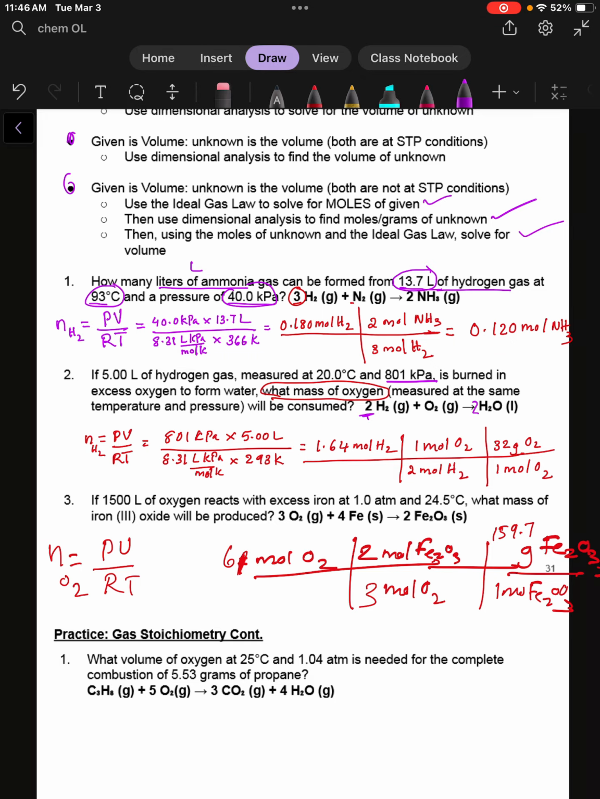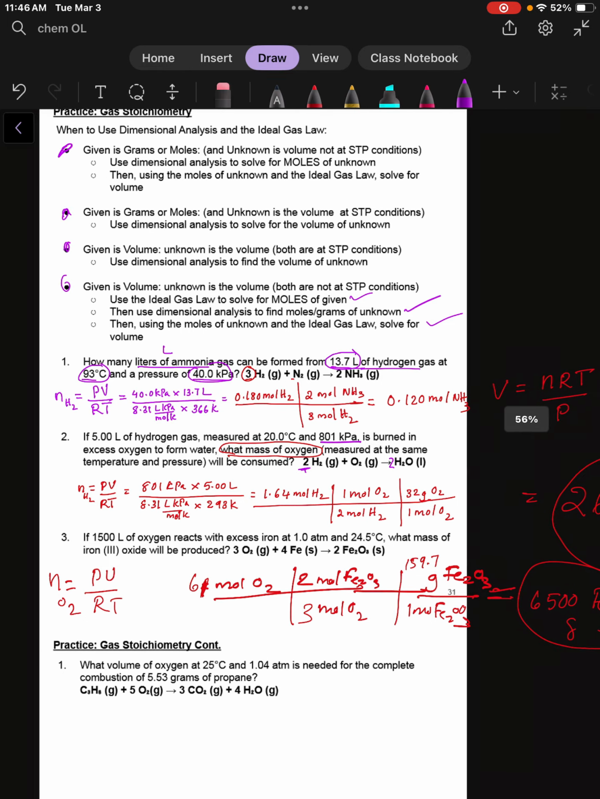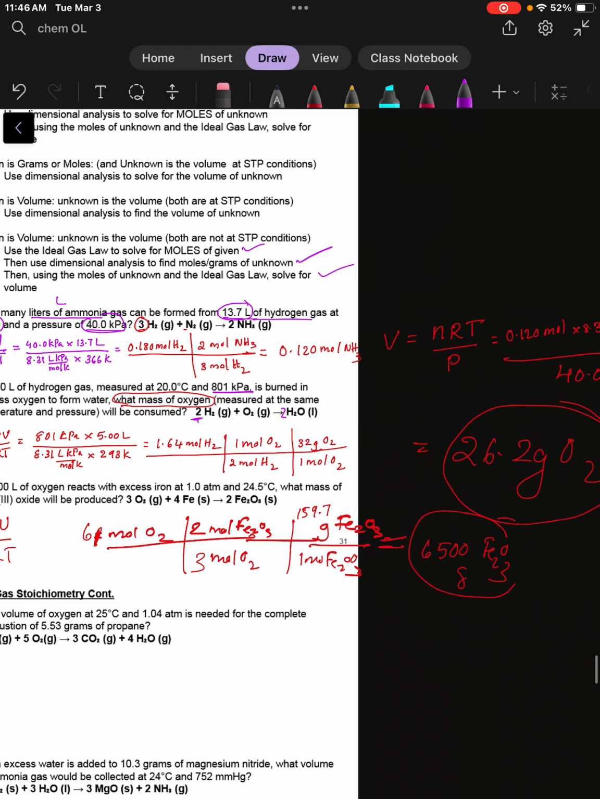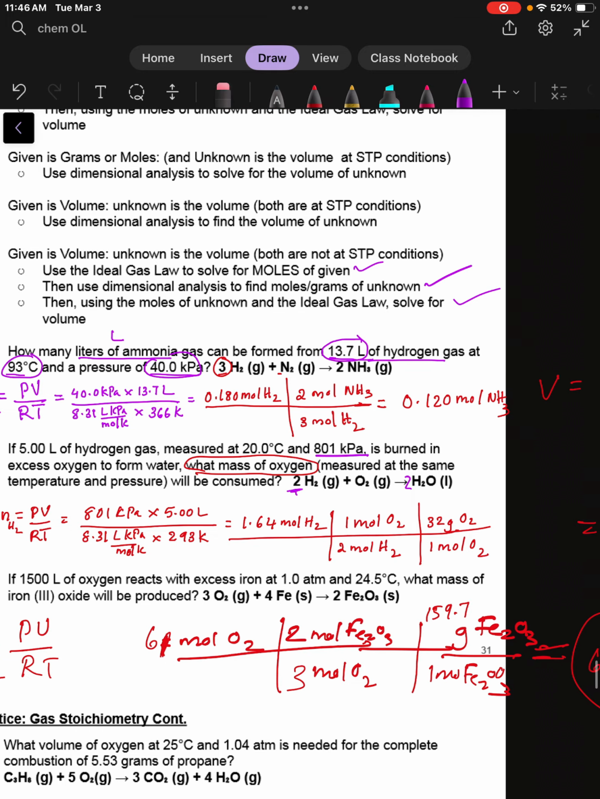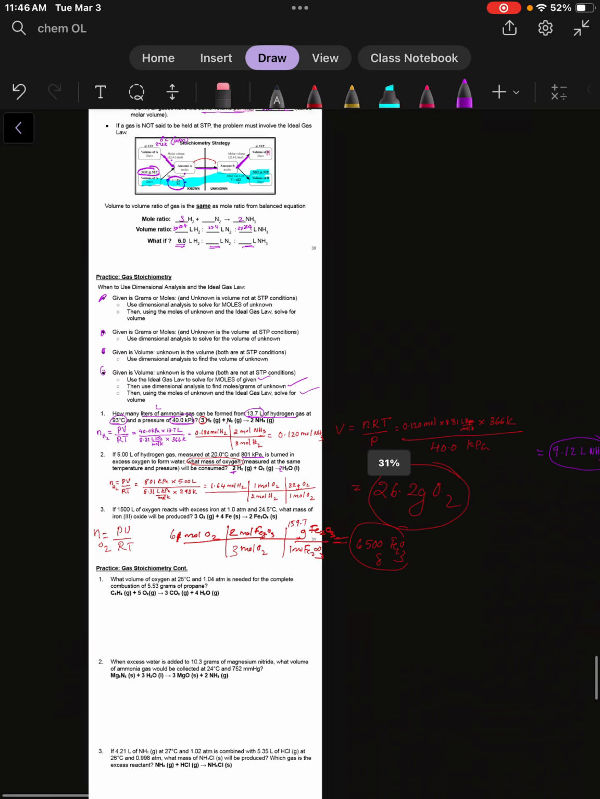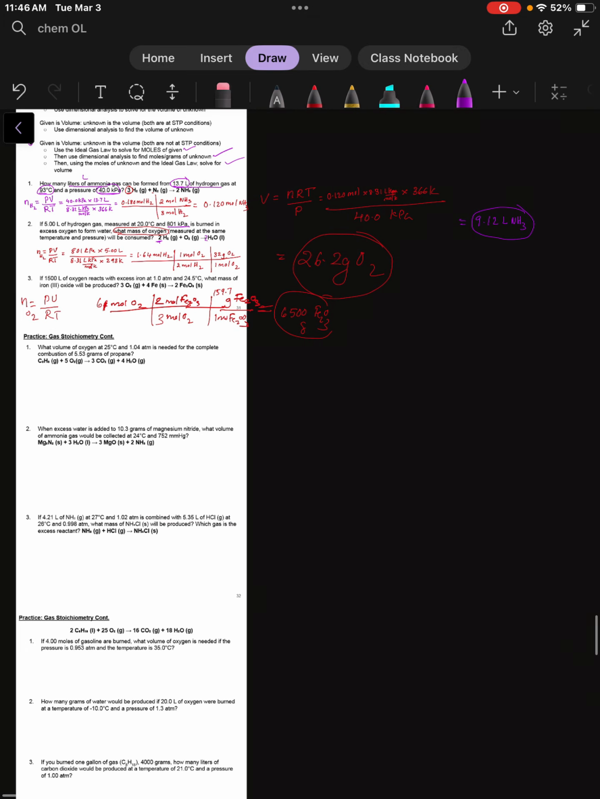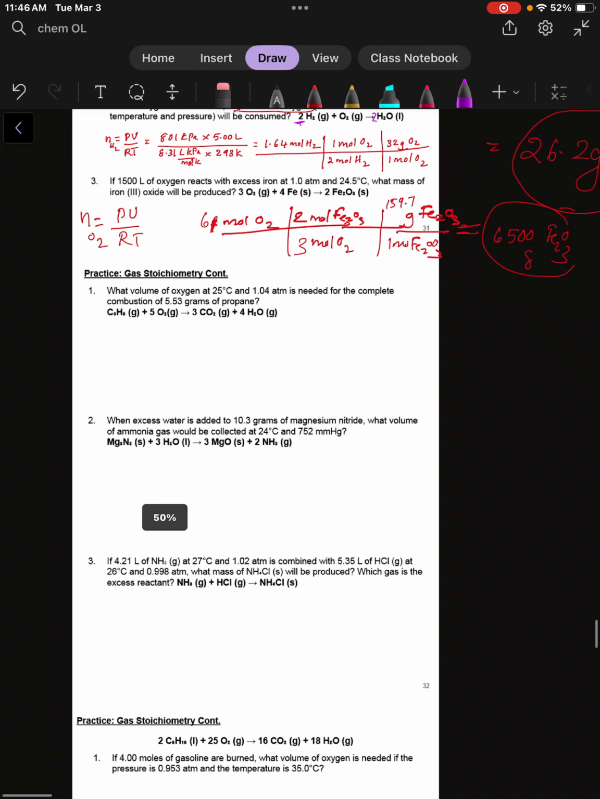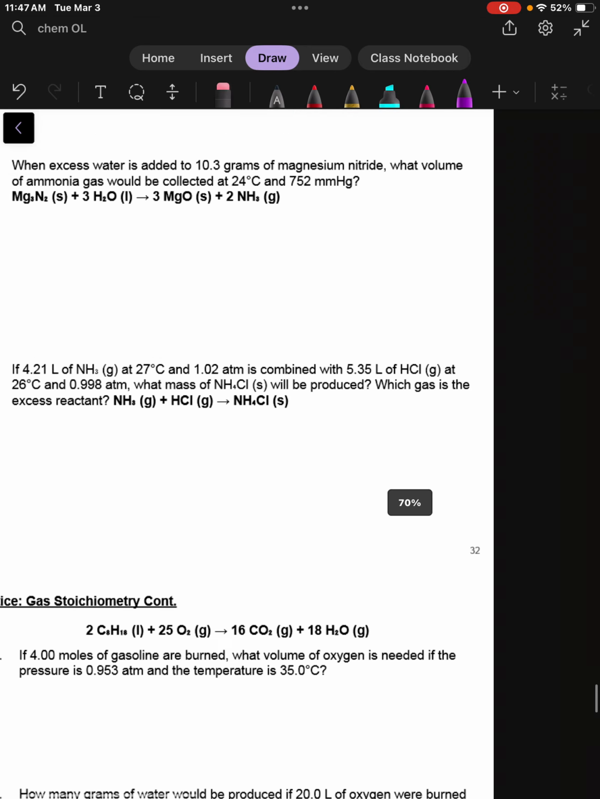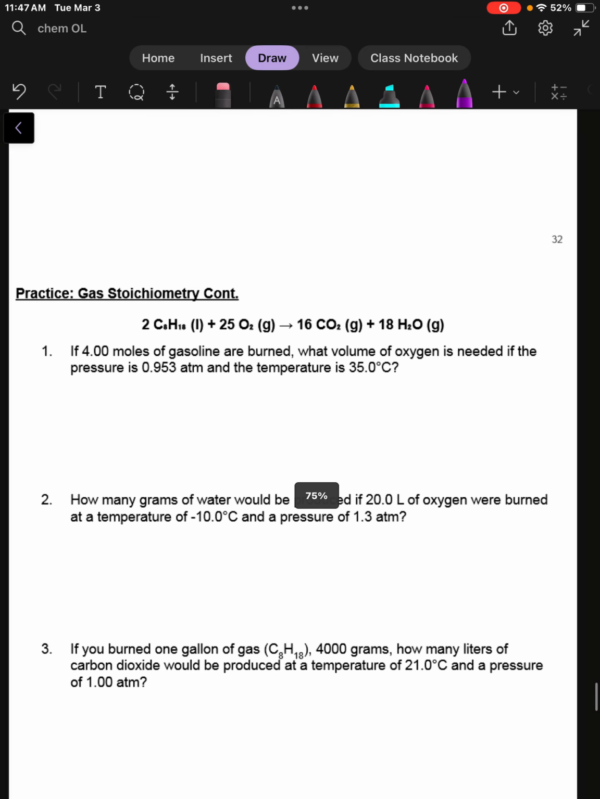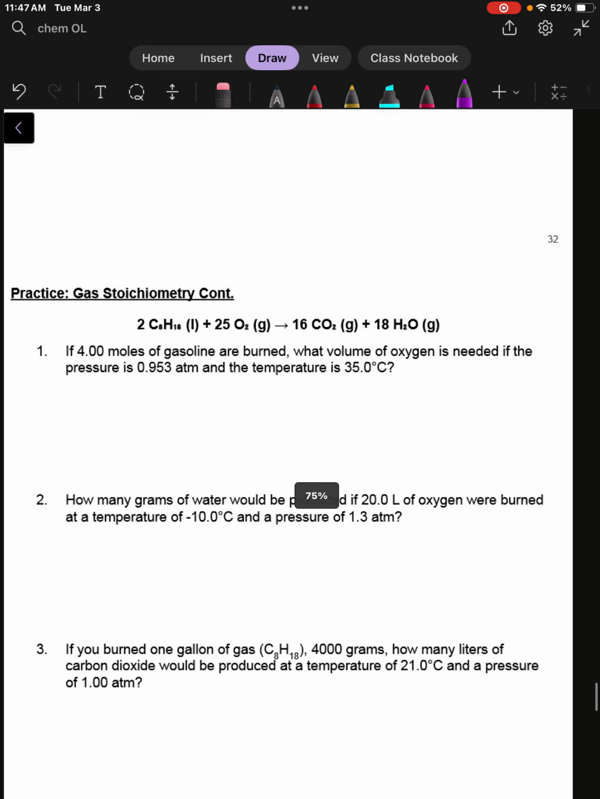I'm skipping these questions because we already did this question in class. These ones are non-STP conditions, and we did them the same exact way as the highlighted one. So I'm going to do a different question now, so that those who already have this one down can get help from this. Let's do the practice question on page number 32 or 33. I don't know which one is difficult, I can't pick anything.